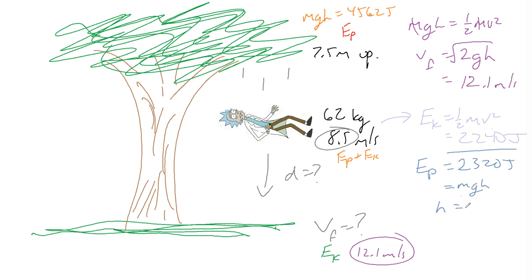So I'll take that 2320 and divide it by his mass and by gravity, and we get a height of approximately 3.8 meters. So he would be 3.8 meters off the ground when he's going 8.5 meters per second. So the distance up here is just under 4 meters. He's about halfway down, in the middle between where he fell from and the ground. Okay, so there's some basic conservation of mechanical energy.